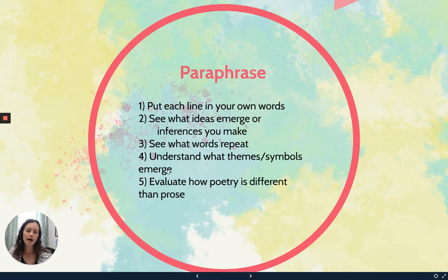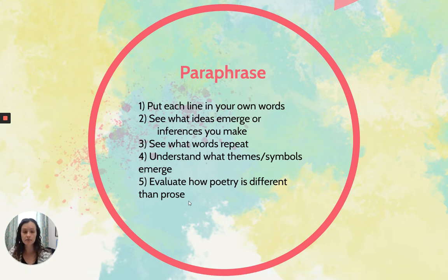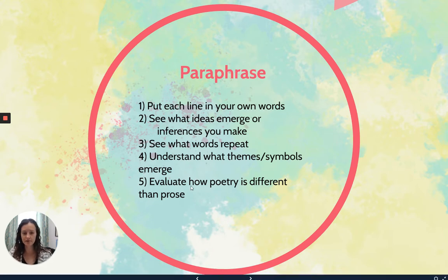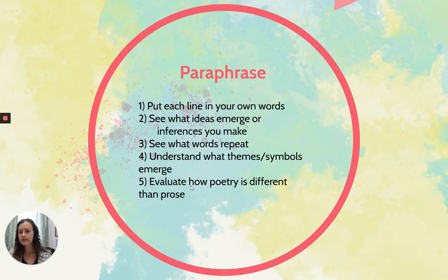All right, so other things you're looking for: what words repeat, what themes or what symbols do you see, and then how would this be different if it was written as prose, which is fiction standard writing, versus poetry. So there's some things to think about as you're reading through and paraphrasing is, okay, what do I see in this? What do I see as far as the sound? Because remember, poetry is about making sound.